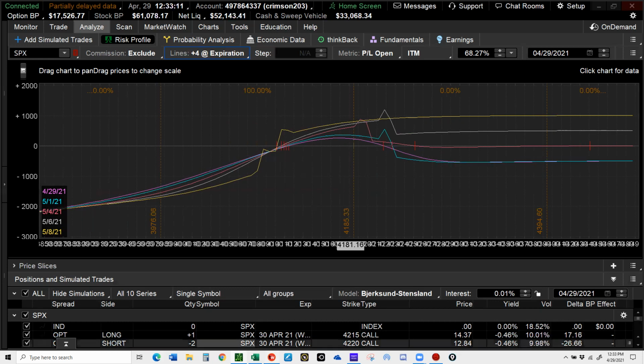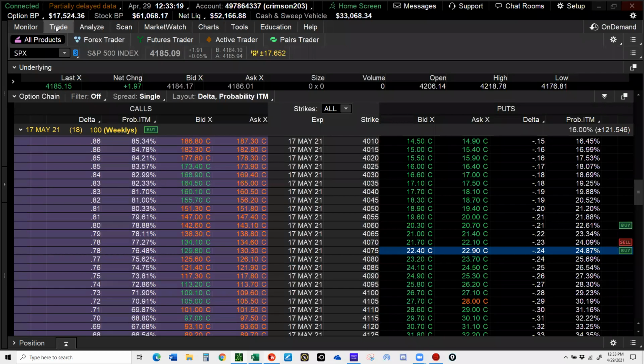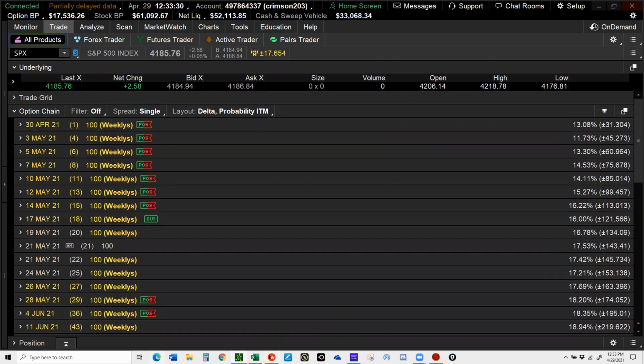Now, let me just show you what, if any of you need, let's just look at a calendar. I put a calendar on yesterday, and you and I have never done a calendar together. I did one in the Tastyworks account yesterday, but I just want you to see kind of what I look at when I'm doing a calendar. So let's analyze a calendar trade.